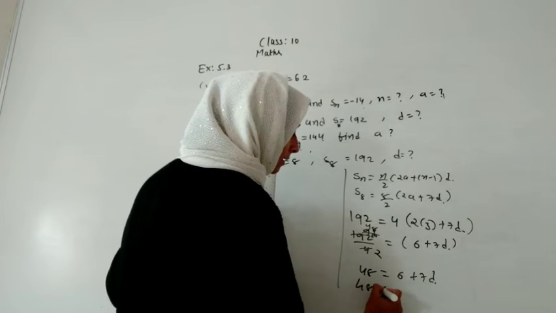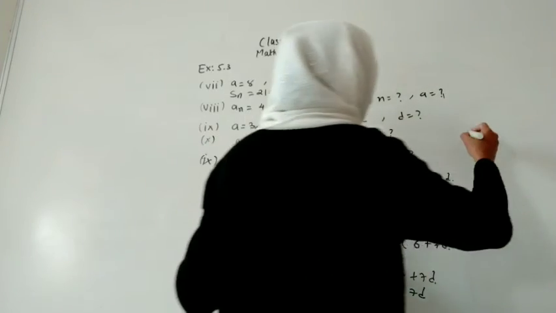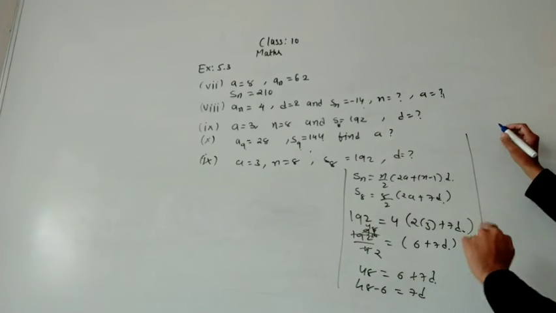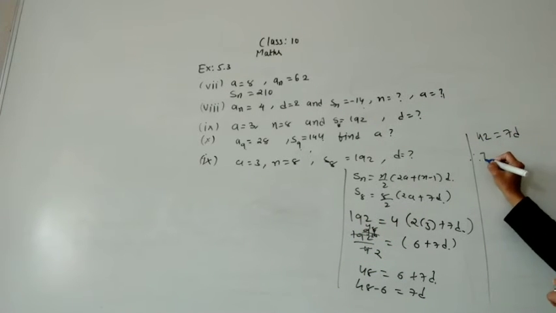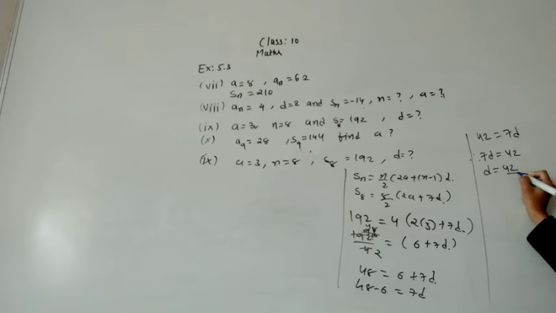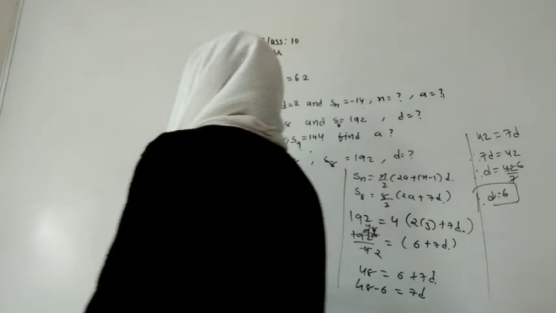48 minus 6 करेंगे, that is equals to 7d. Okay, so let me write somewhere over here. 48 minus 6 will become 42 and that is equals to 7d. So here we are getting 7d is equals to 42. So d is equals to 42 by 7. 7 sixes are 42. So here d we are getting as 6. So this is the concept of question number 9.